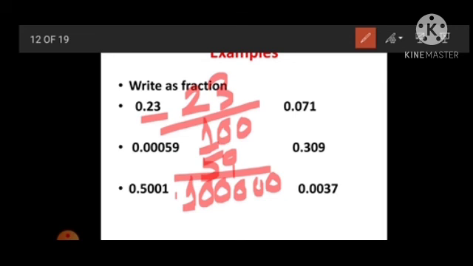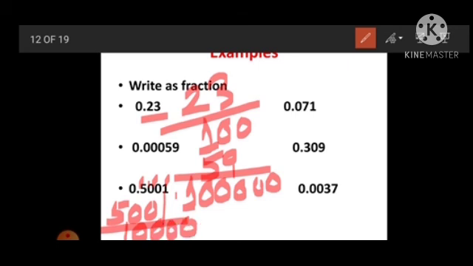0.5001. So in the numerator we write 4 digits after the decimal point, 5001. The first place after the decimal point is 10th, then 100th, then 1000 and 10,000. So in the denominator we will write 10,000. Okay.